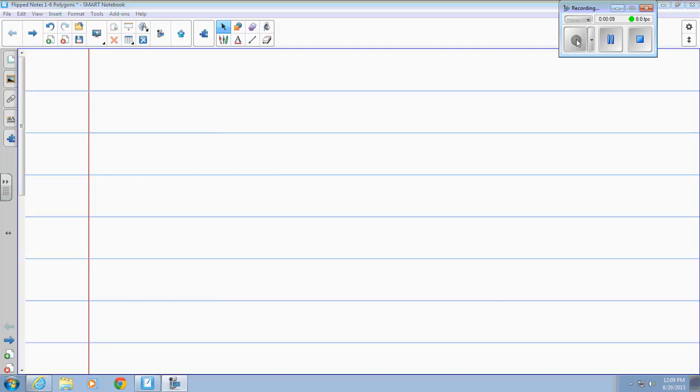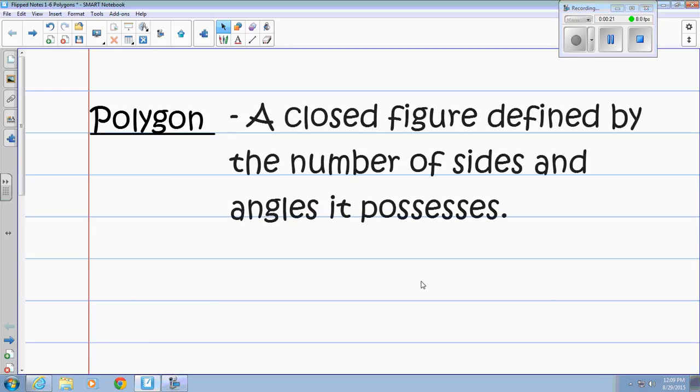Our topic is polygons, something that we talked about earlier in class today. And by definition, we kind of came up with what we thought a polygon was. This is the formal definition. It's a closed figure defined by the number of sides and angles that it possesses.